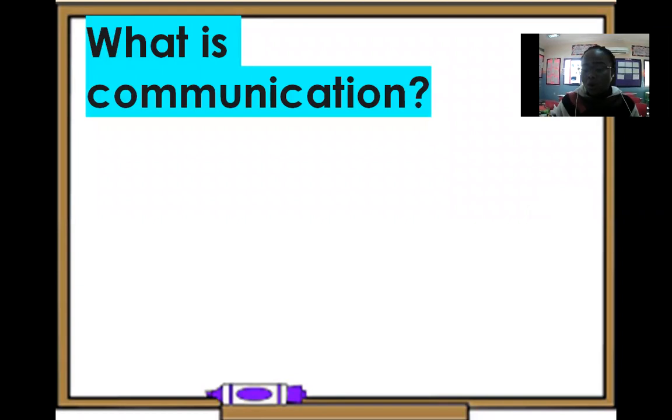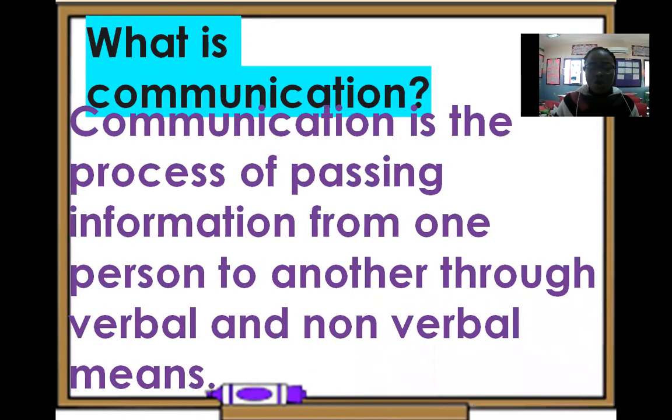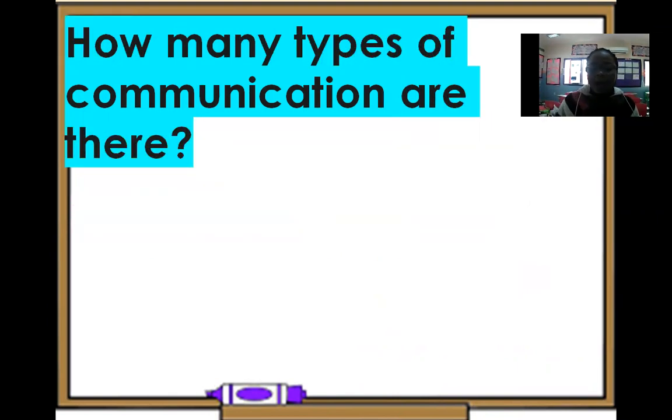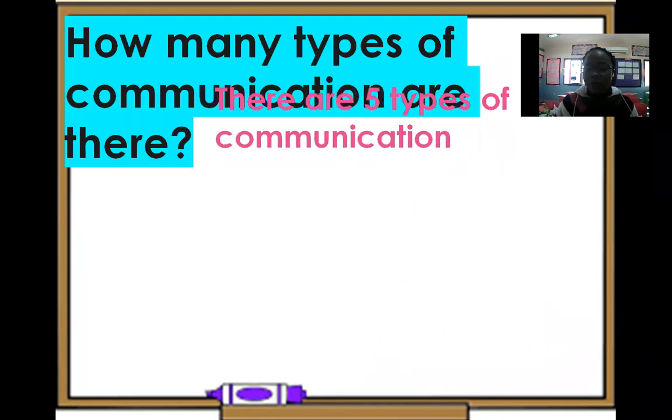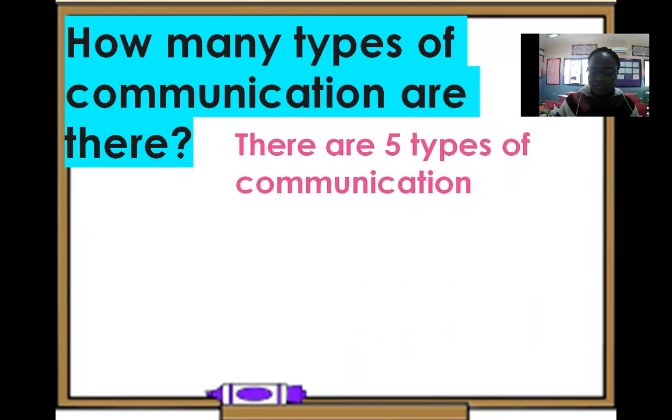Now, one more time, what is communication? Communication simply means the process of passing information from one person to another through verbal and non-verbal means. How many types of communication do we have again? We have 5 types of communication.